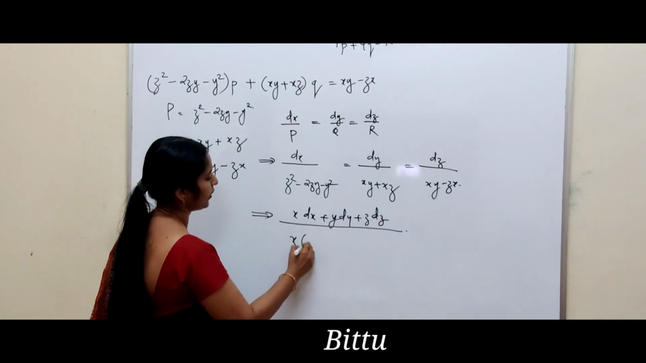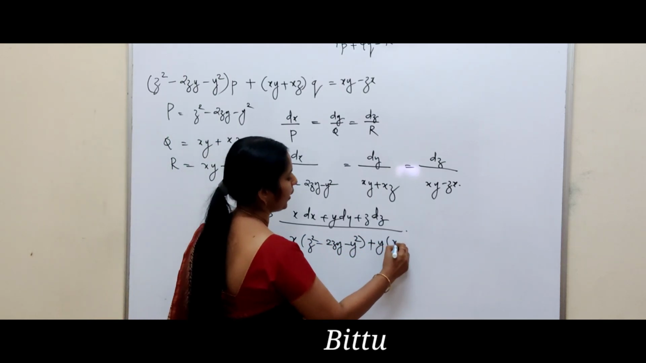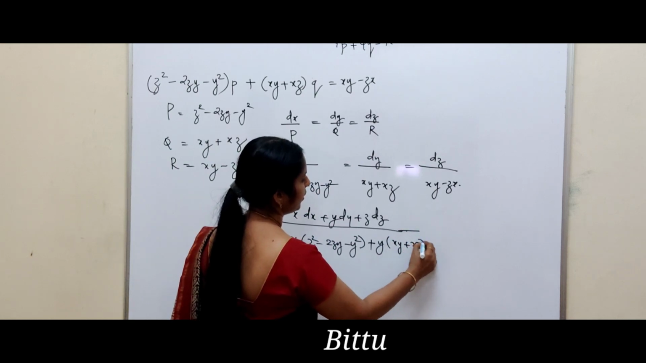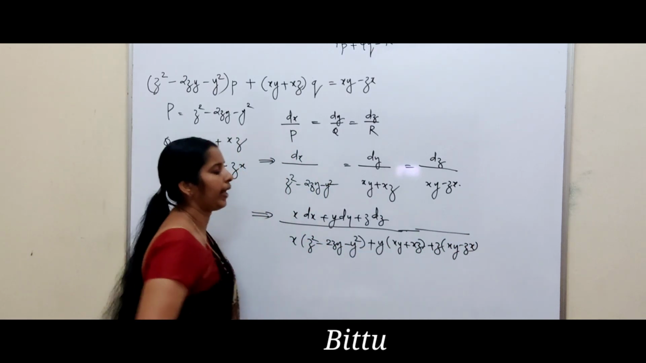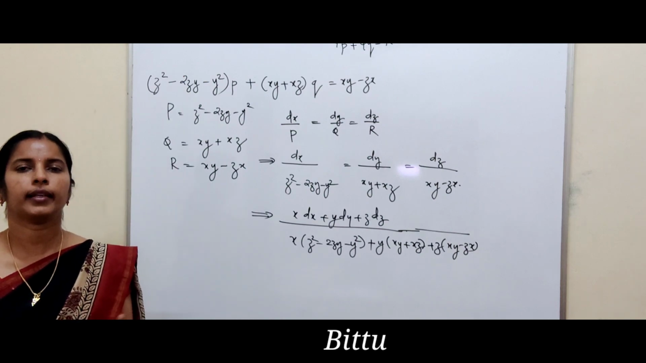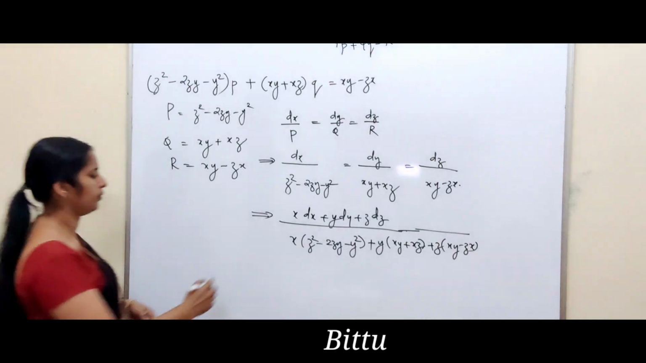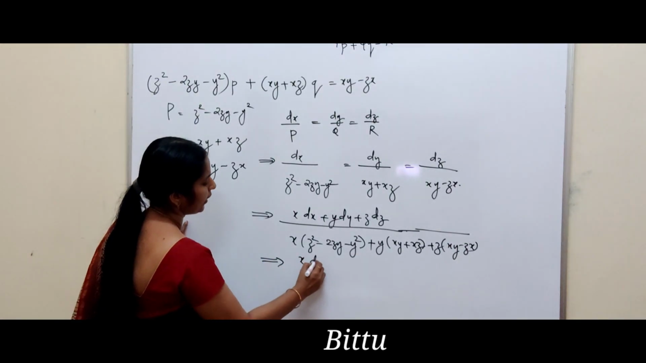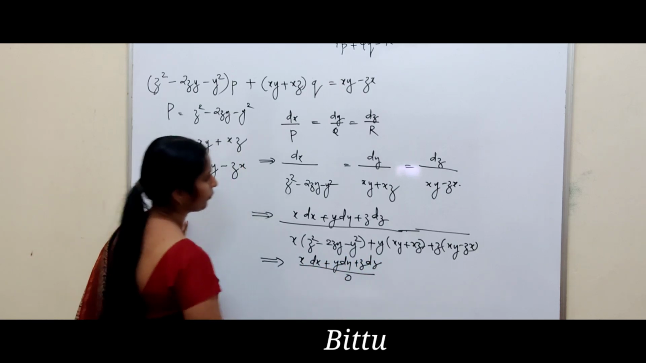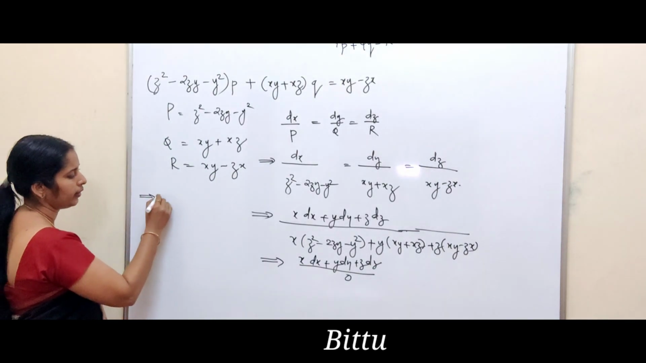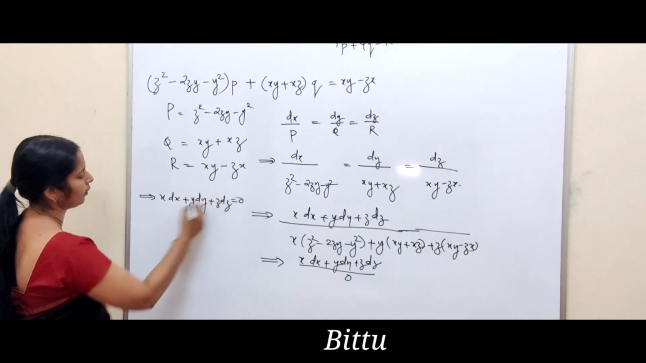then what is the denominator? x into (z square minus 2zy) minus y square plus y into (xy plus xz) plus z into (xy minus zx). You open the bracket and simplify. You can see each term cancels the others, and the denominator is 0. That is, (x dx plus y dy plus z dz) by 0. This implies x dx plus y dy plus z dz equal to 0.